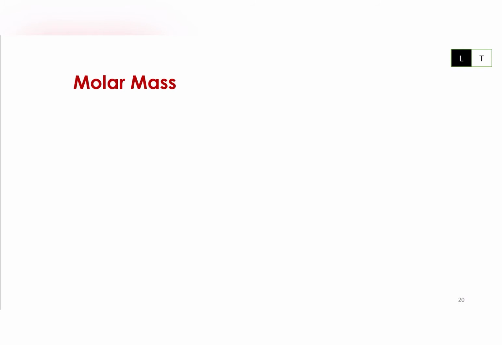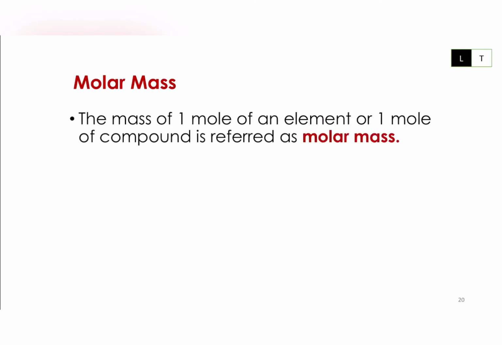Molar mass is defined as the mass of 1 mole of an element or 1 mole of a compound. Molar mass has a specific unit, which is gram per mole. You can write it as g mol^-1.